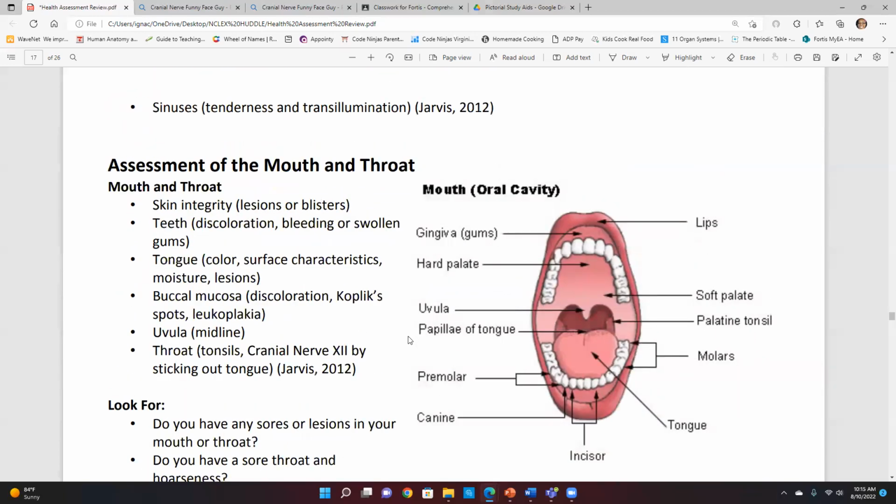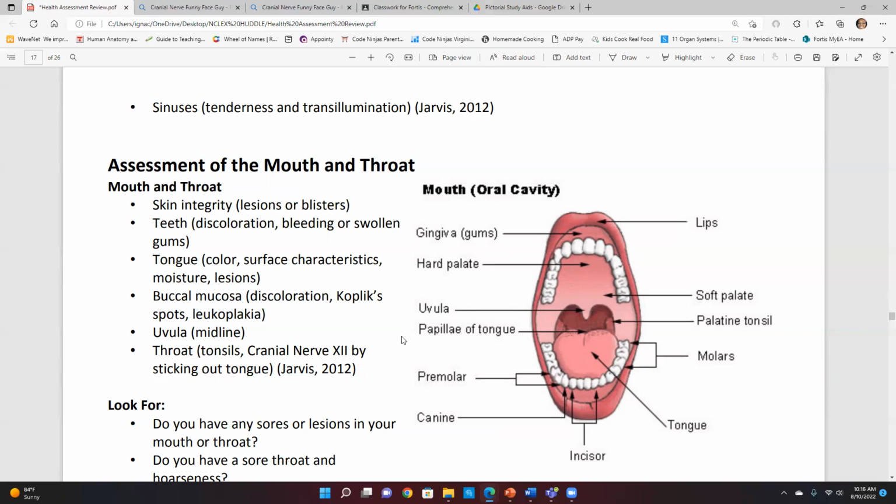So when we are looking at the mouth and throat, because we're moving on down, right? We are looking at skin integrity, lesions, blisters, teeth, right? Does the patient have any loose teeth, rotting teeth? Because those can be aspiration hazards, and for sure they're going to affect the patient's nutritional status. We're looking at the tongue, right? We're looking for any moisture, lesions, and we want the oral mucosa to be moist, because one of the ways that we can best check our patient's hydration status, especially in your geriatric patient, is: is the oral mucosa moist? Okay, so that's going to be important.